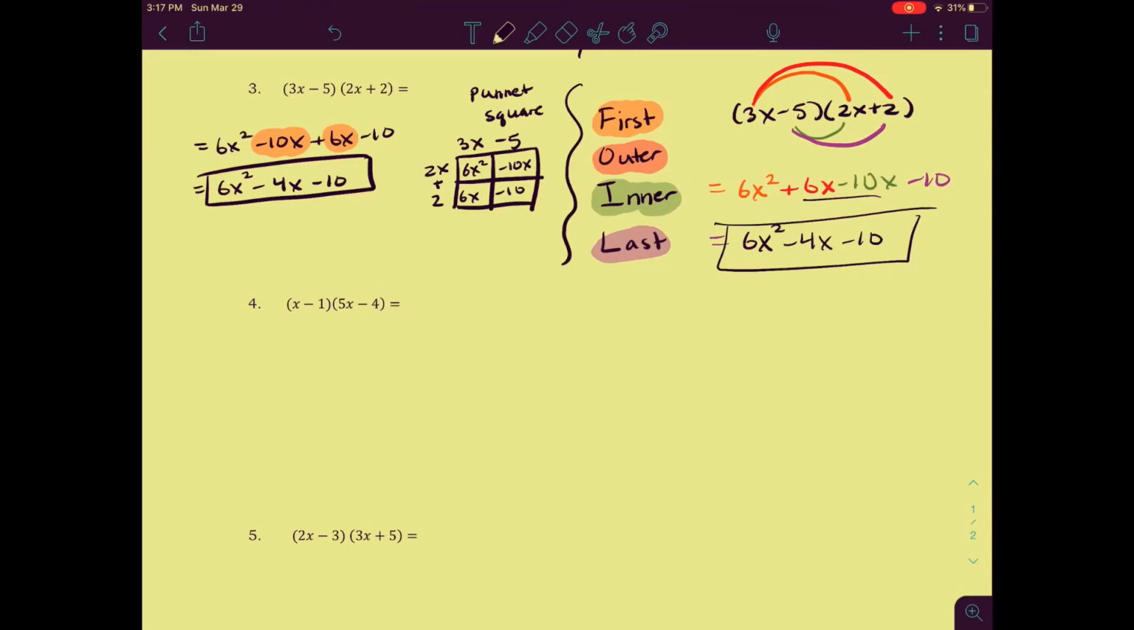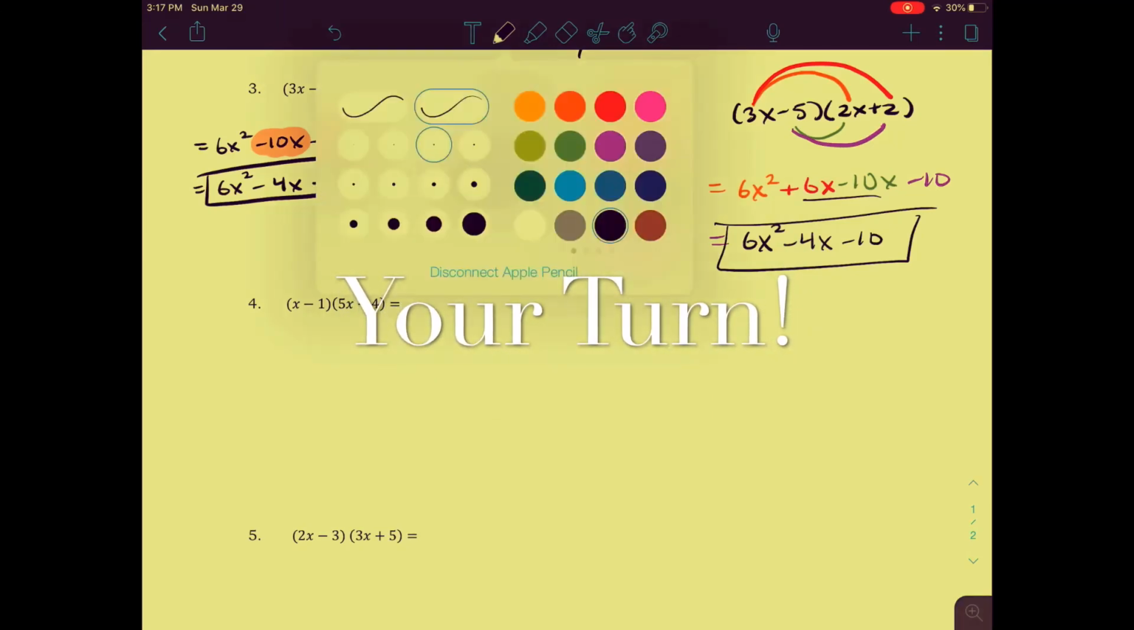So these are the two different methods that we can use when we're multiplying binomials out. We can either create a Punnett square, or we can use the FOIL method. So at this time, I'm going to ask you to pause the video and try number 4 on your own.